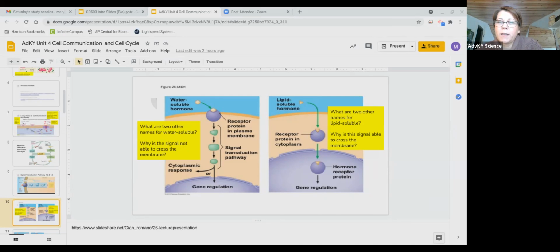All right, so it looks like those of you that are answering are in agreement. If it's water soluble, it is hydrophilic or polar. Those are other words they might use. And so why is a water soluble signaling molecule not able to cross the membrane? If you'll put in chat, why can that water soluble hormone not just come into the cell and cross the membrane?